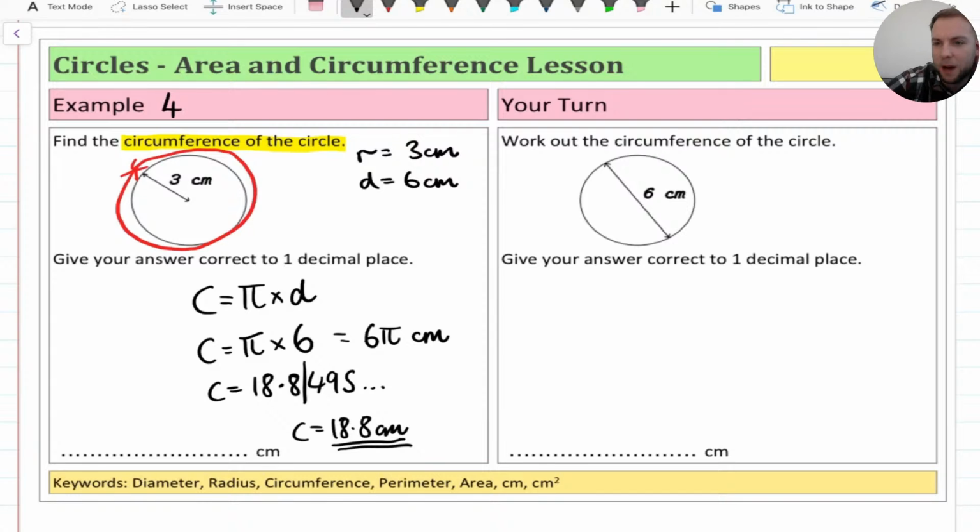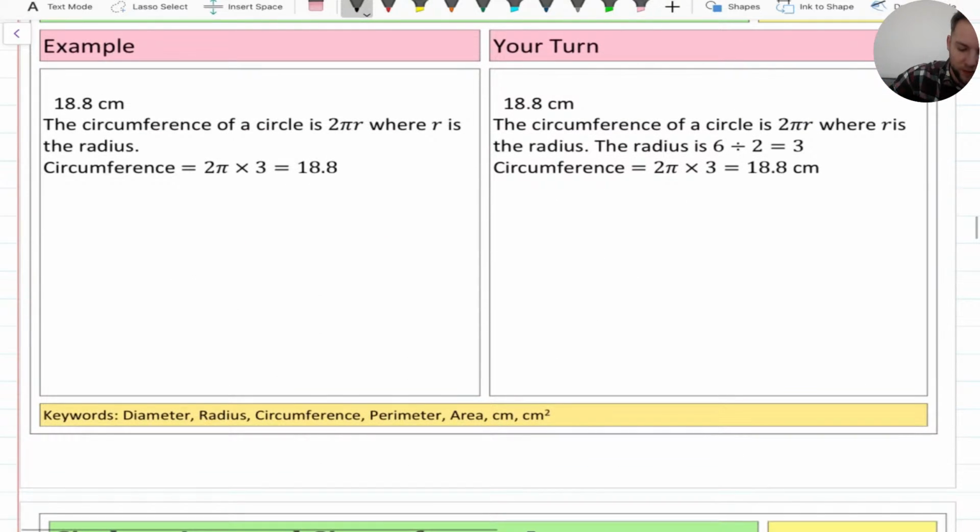Brilliant. Yeah. So with that one, this one here, the radius is 3. The radius of this one on the right is also 3, isn't it? They're just giving it you. They've given you the diameter on the right, and they're giving you the radius on the left. So they're exactly the same. Spot on. So both 18.8.